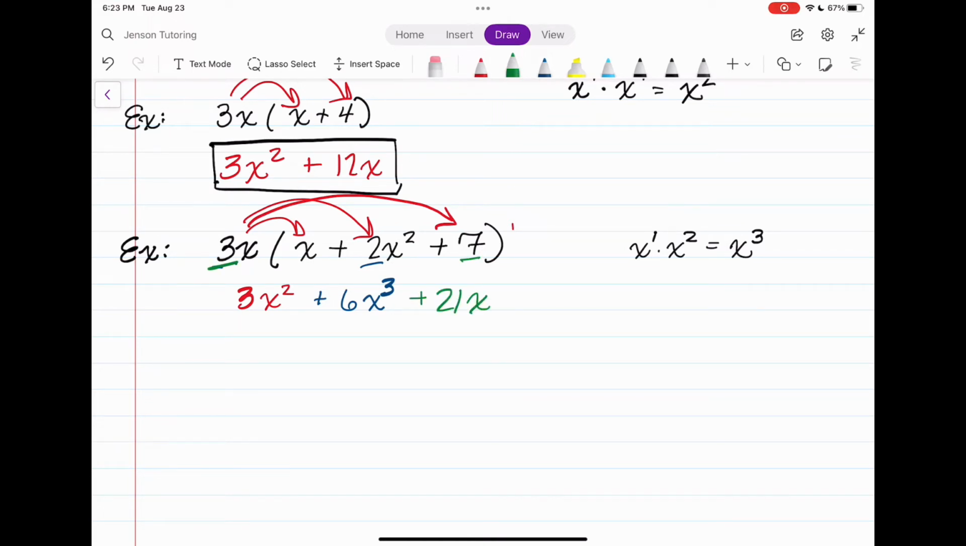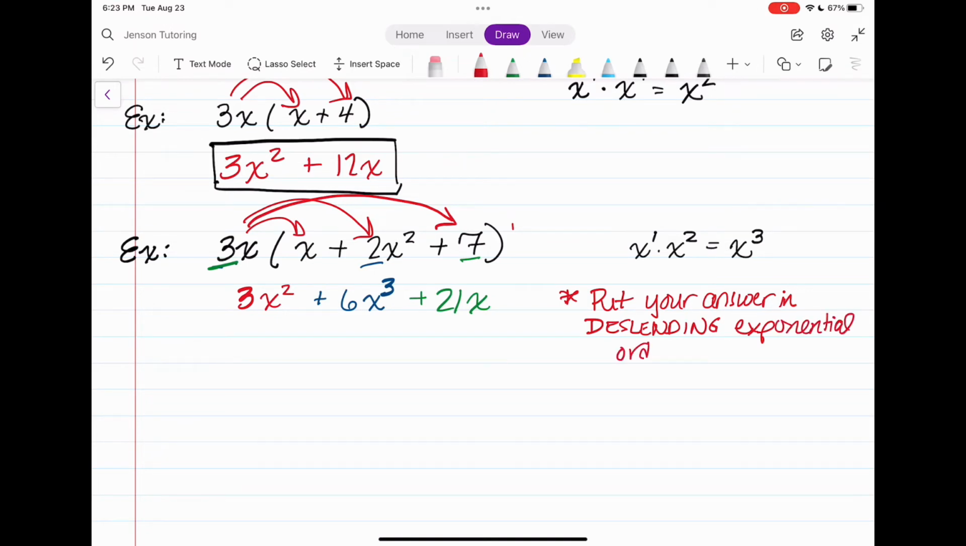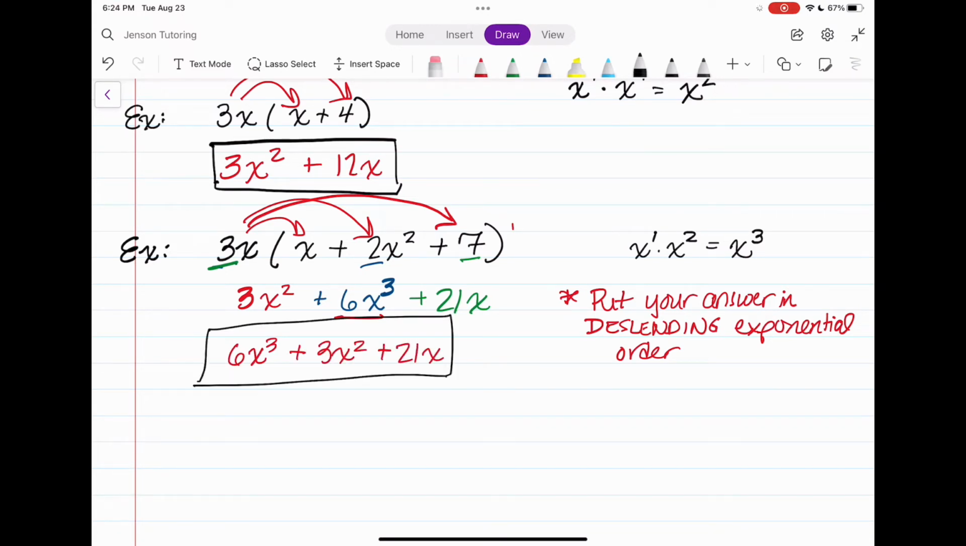And then now it is not in the right order. We need to put this in descending exponential order. So always take a minute and pause and make sure that your final answer is in the right order. So let's put that 6x cubed at the front, followed by 3x squared plus 21x.